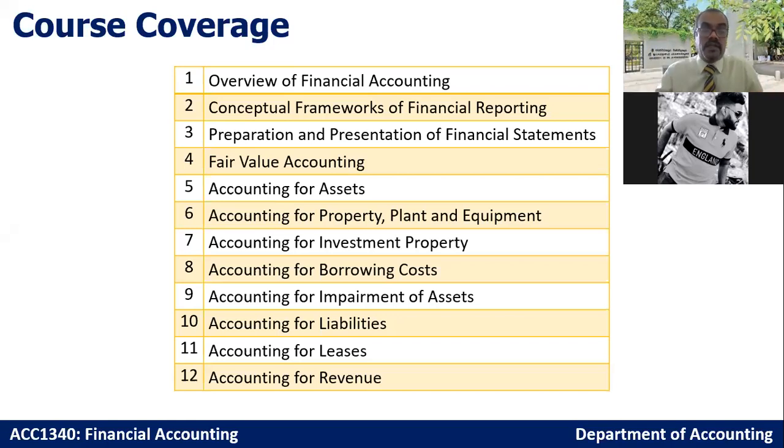So when we take accounting, the areas are more or less the same, but the learning would be different. Then we will discuss fair value accounting, accounting for assets, property, plant and equipment, investment property, and borrowing costs. Borrowing cost is a new one, and investment property is also new, because they are not tested at advanced level. Impairment of assets, so new areas. Accounting for liabilities, leases and revenue. Leases and revenue you have already learned at advanced level. So this is the coverage.